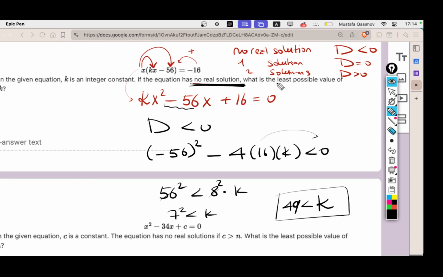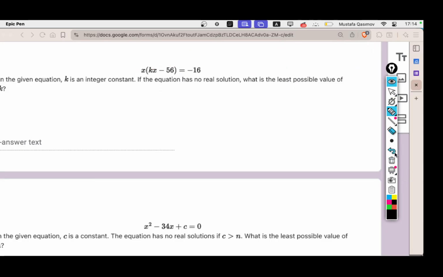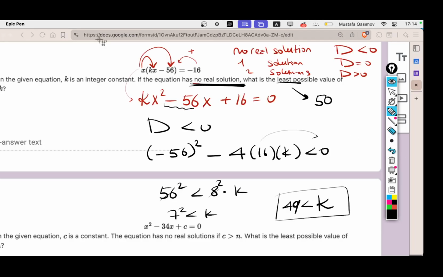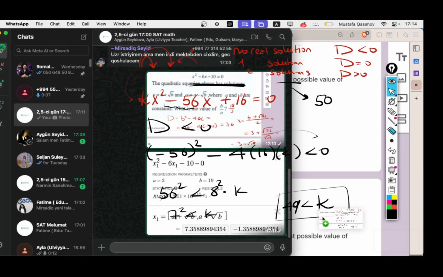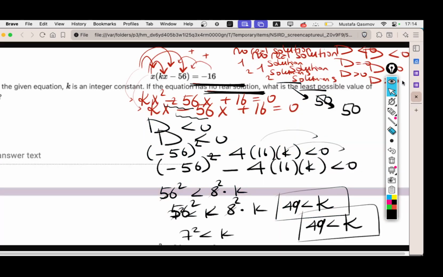So what's the minimum value of k? 50, right? Yes. Again, if I have this question at my exam, I will prefer to use Desmos actually. Just wait. I am sending a question to you. Look there. That's it.